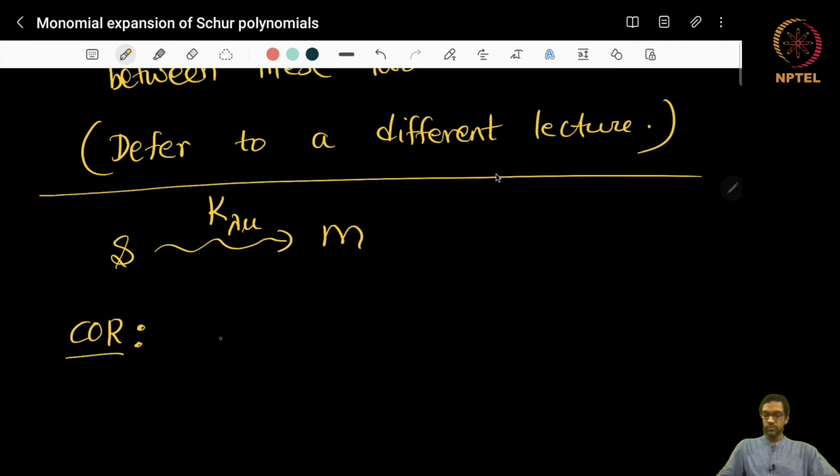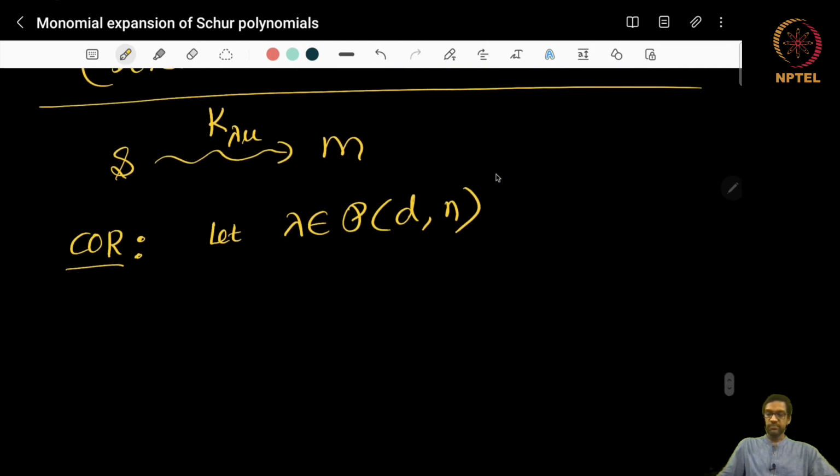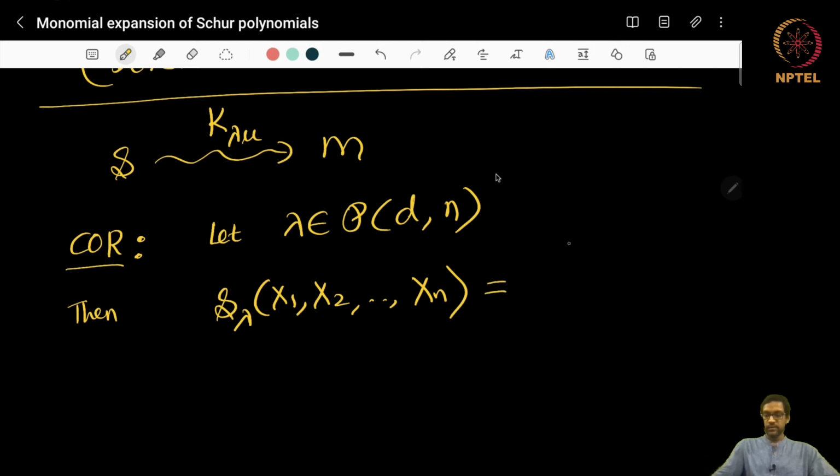Okay, let me write the statement out first. Let lambda be a partition of D into at most n parts. Then the Schur function S lambda of n variables x1, x2, ..., xn has the following prescription. You look at all semi-standard Young tableaux of shape lambda.